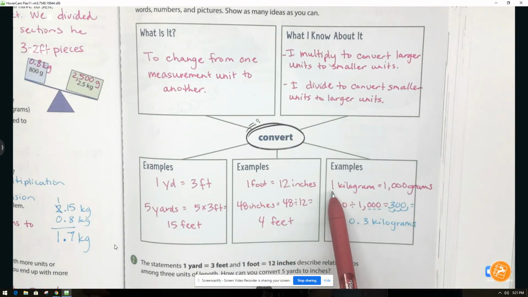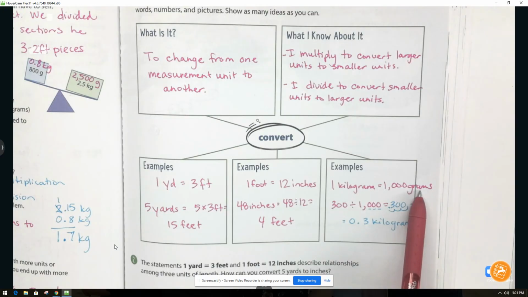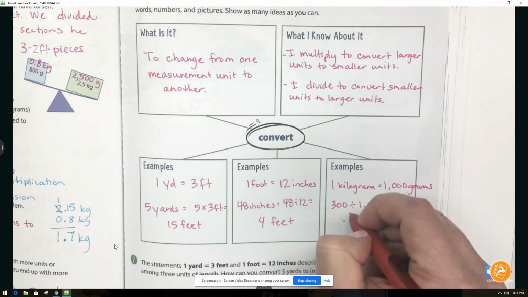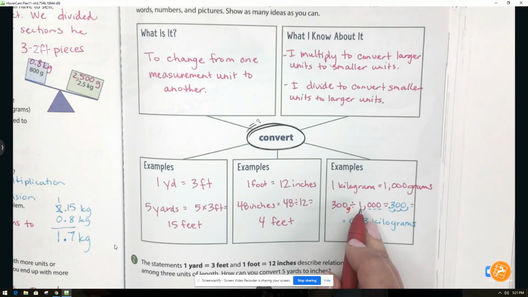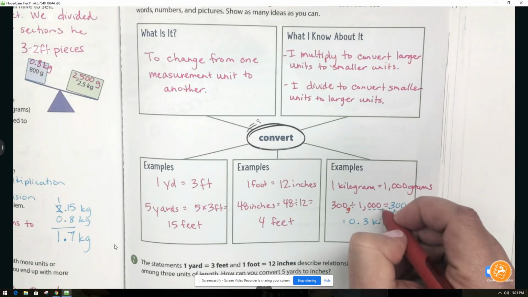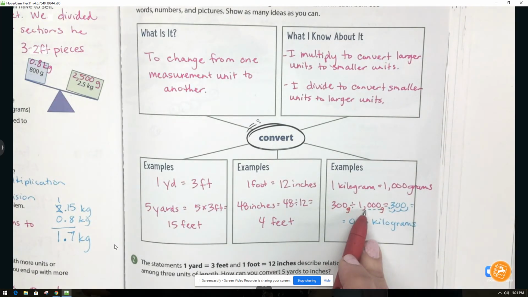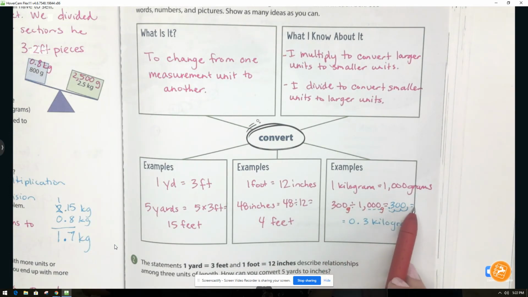And if I had 1 kilogram, it equals 1,000 grams. If I start out with 300 grams, I'm going to go ahead and take those 300 grams and divide them by 1,000 because there are 1,000 grams in 1 kilogram. And I'm going to divide 300 by 1,000. I'll move my decimal. I'll get 3/10 of a kilogram.